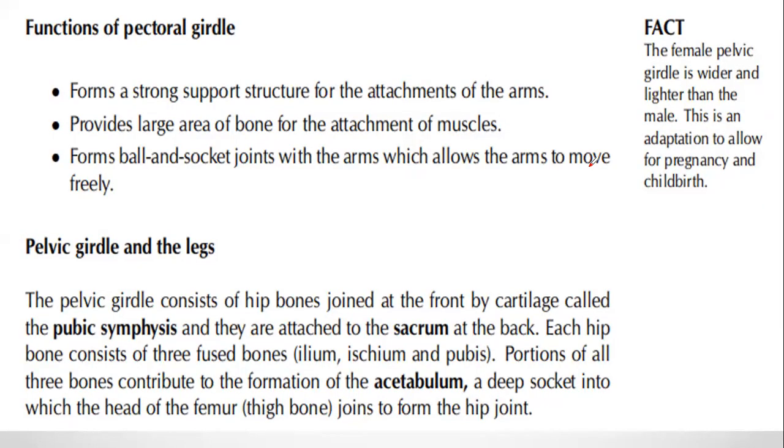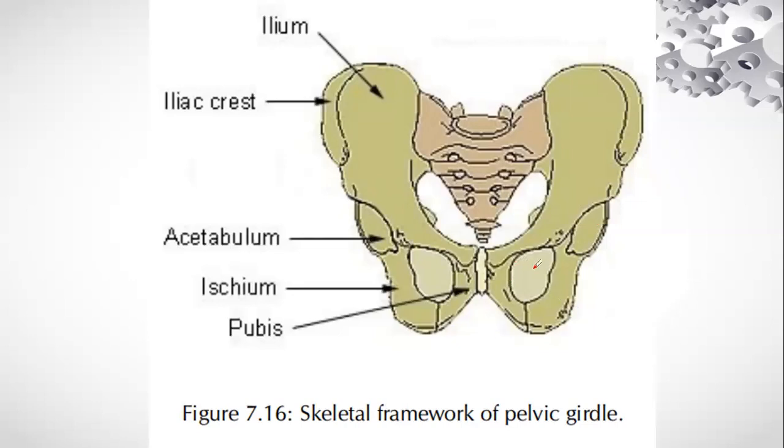Okay, let's look at some of the functions. It forms a strong support structure for the attachment of the arms, provides large area of bone for the attachment of muscles, as you see here. So the bones fit in. If you notice the skeletal system from last week, it's almost like a puzzle. So if you got Legos, our skeletal system, you could say, is like Legos. And if you've played with Legos, or even if you look at your keyboard, it's like a girdle where you put the small Lego pieces or blocks to make a house or to make a man. So our skeletal system is so similar to that.